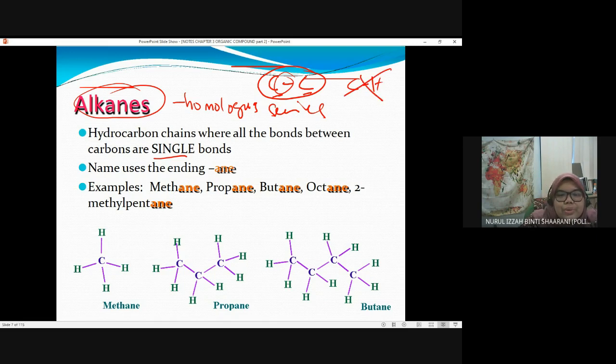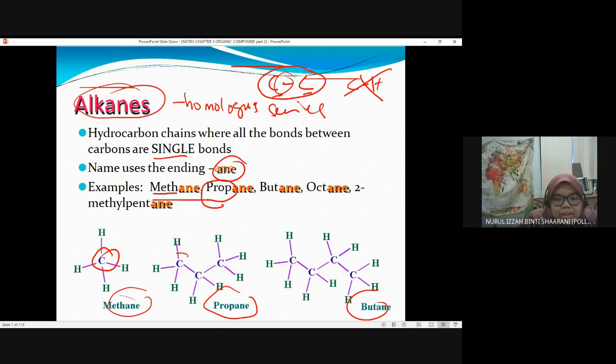So the name uses the ending A and E. That's why you can see methane, propane, butane. The front part is referring to the carbon that we have. The prefix meth is for one carbon, and the prefix prop is for three carbon: 1, 2, 3. And then the ending is A and E, representing carbon and carbon bonded with a single covalent bond.